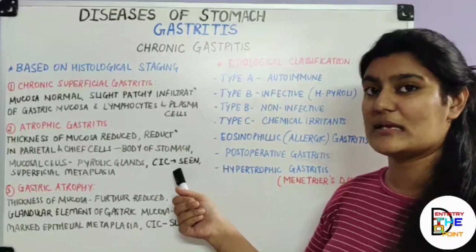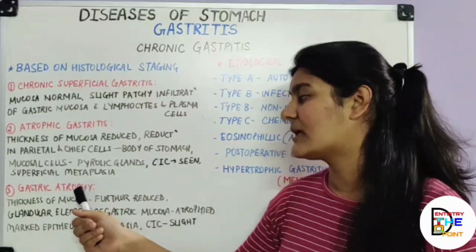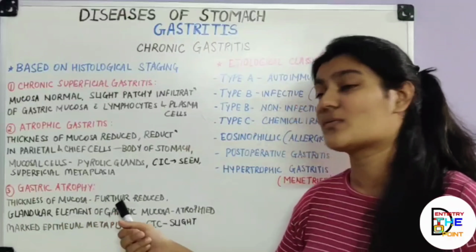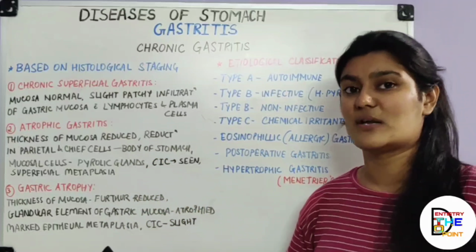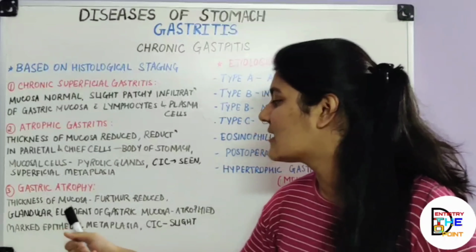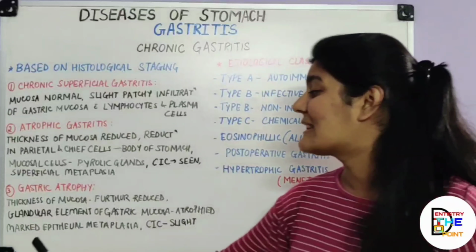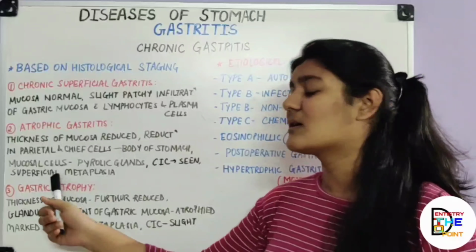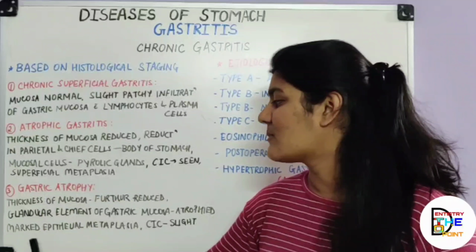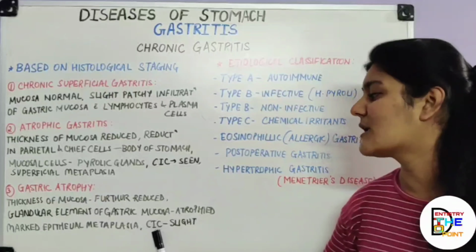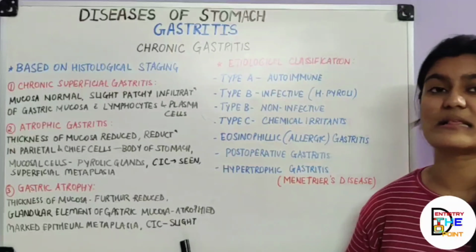There is superficial metaplasia. Okay. Moving to the third variety, that is gastric atrophy. There is thickness of the mucosa which is further reduced. इससे भी ज़्यादा reduce हो गया है. The glandular element of the gastric mucosa is atrophied, that is reduced, and there is marked epithelial metaplasia. Here it was only superficial. Here there is marked epithelial metaplasia, and the chronic inflammatory cell infiltrate is slight here.